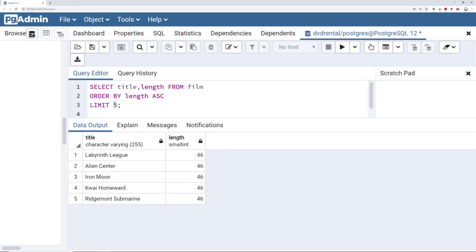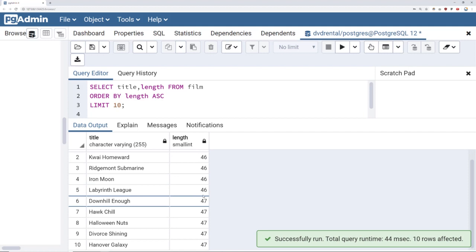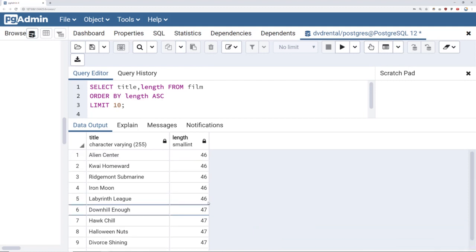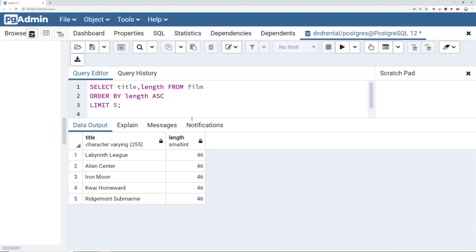We could keep expanding on this limit, and then eventually we would see that the next length has been reached, 47 minutes. So it's by coincidence that there are only 5 movies with the shortest runtime of 46 minutes. But just saying limit 5 doesn't actually guarantee that there are only 5 movies with the shortest runtime. So keep in mind that sort of issue that may arise when you're trying to solve a question like this.